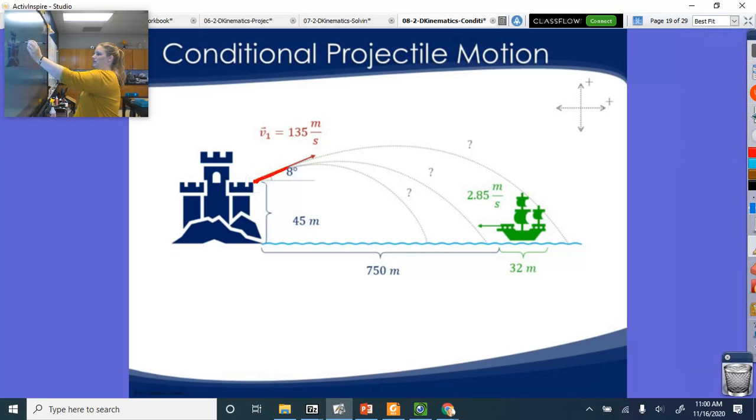And it's 8 degrees above the horizontal at that turret, which is 45 meters above the sea level, which is where our ship is sitting, obviously. We have an initial velocity of 135 meters per second. We know that the ship is 750 meters away, and it's also 32 meters long. So as long as we hit the ship somewhere in that range, we should sink it, theoretically. I don't know, Pirates of the Caribbean kind of like, they got hit a lot and they didn't really ever sink. But we'll pretend. And the ship is moving towards us at 2.85 meters per second.